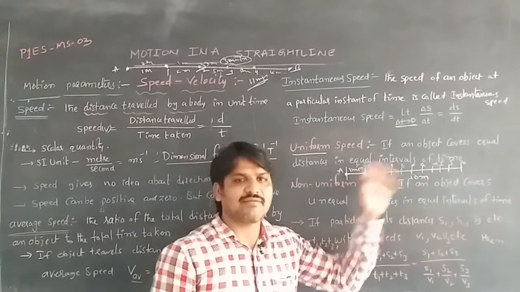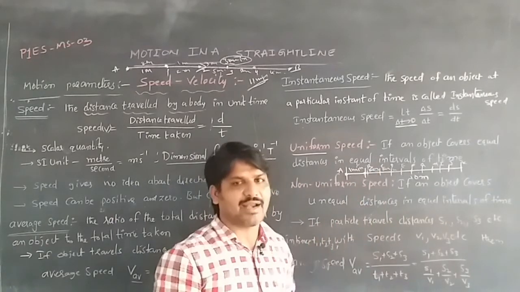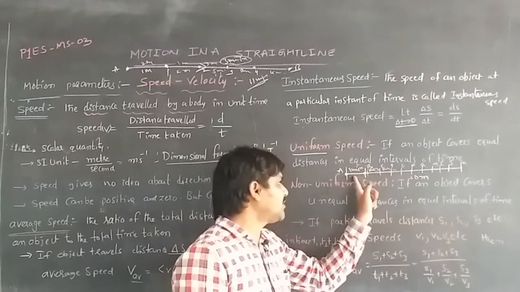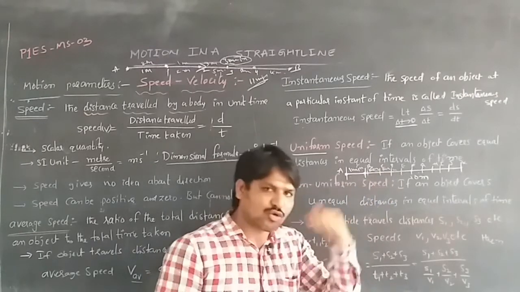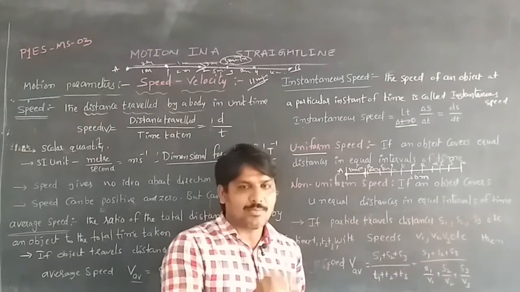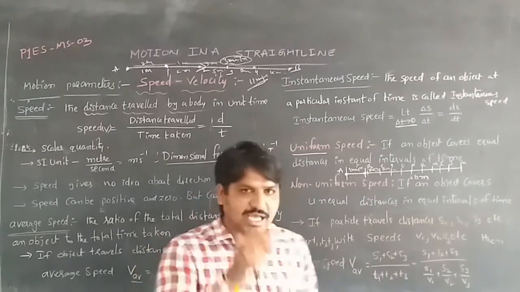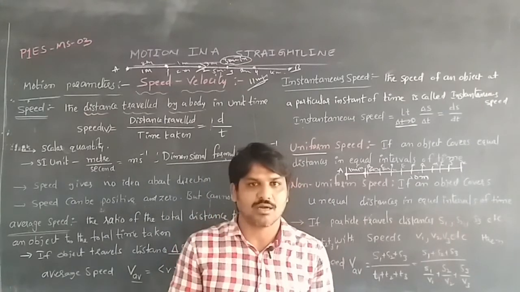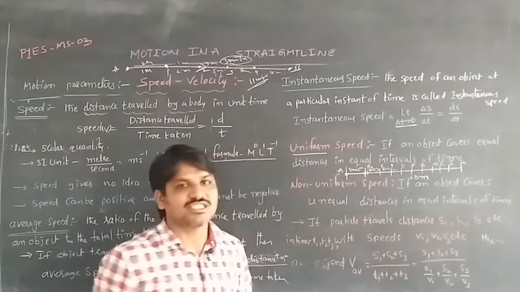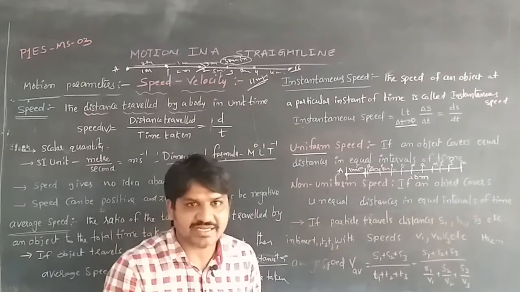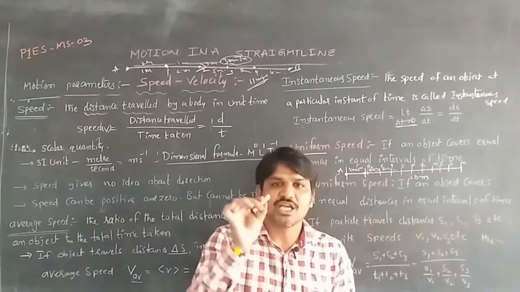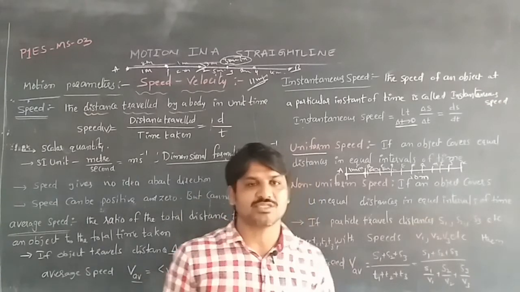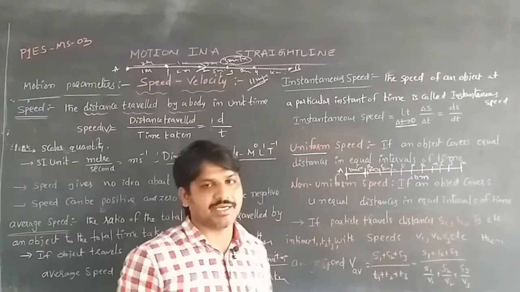Equal distances traveled by a body, or by an object, in equal intervals of time: 1 minute, 1 minute, 1 minute is equal to 1 meter, 1 meter, 1 meter, or 2 meters, 2 meters, whatever the distance is, but it should be moved. When a body moves equal distances in equal intervals of time, it is called uniform speed. The speed of a particle should be equal. A body traveling equal distances in equal intervals of time is called uniform speed.